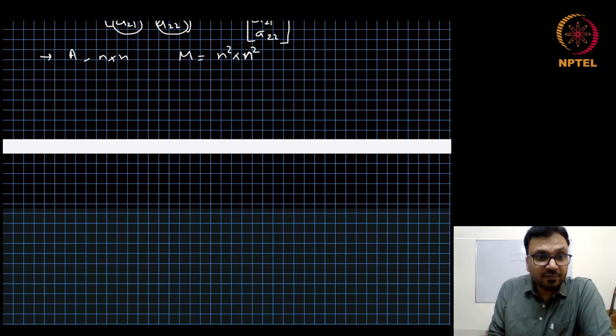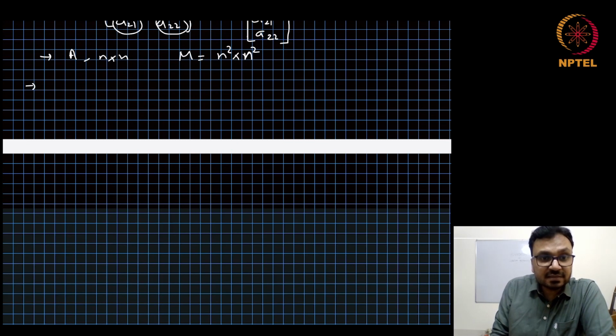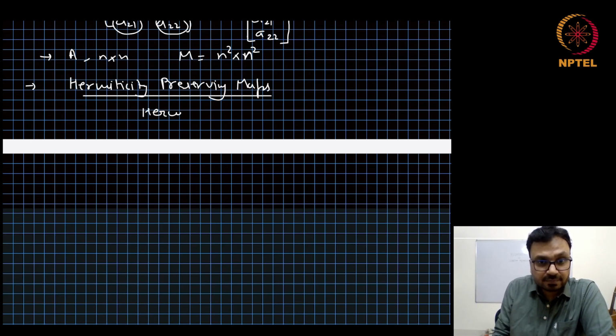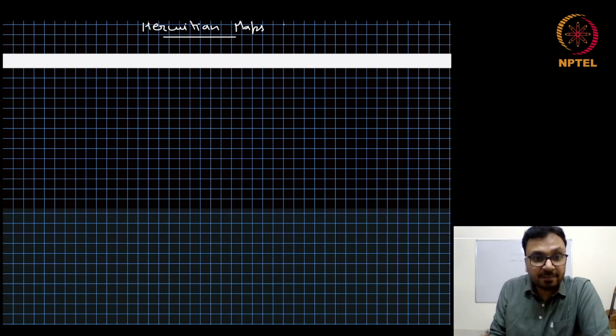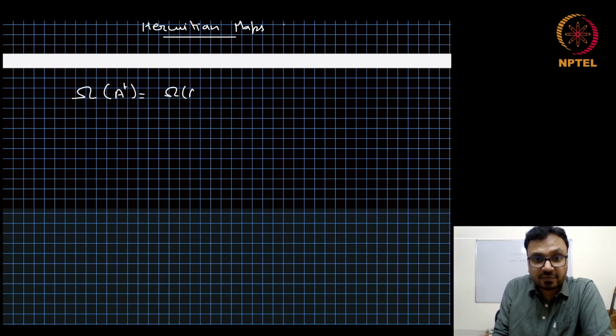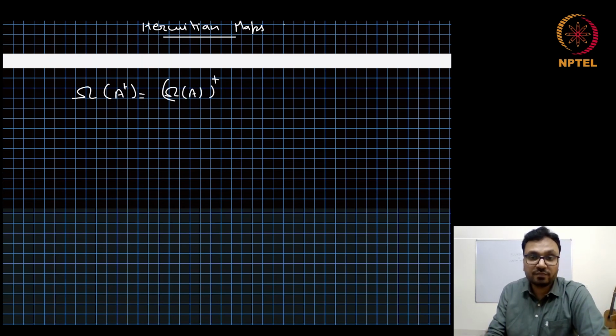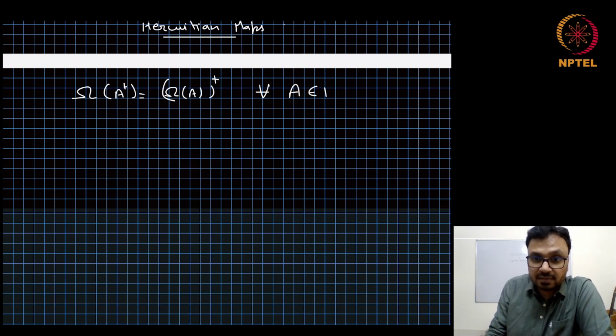Now, this is a general map. We are interested in more specific types of maps. The map we are interested in is the Hermiticity preserving map, or we will call it Hermitian maps also. The definition of a Hermiticity preserving map is a map omega such that omega of A dagger is omega of A, dagger, for all A in the set.